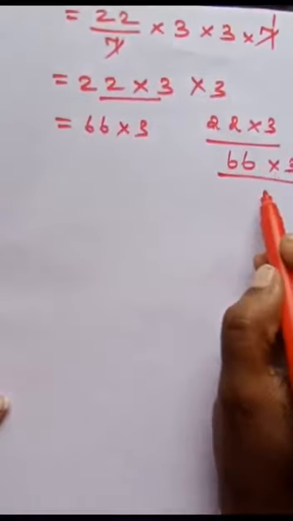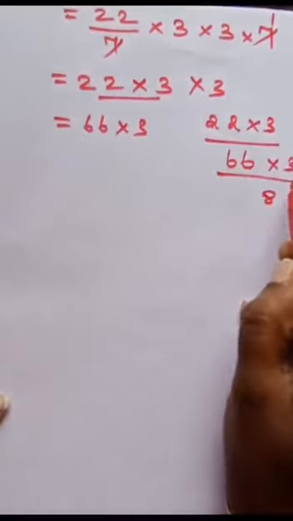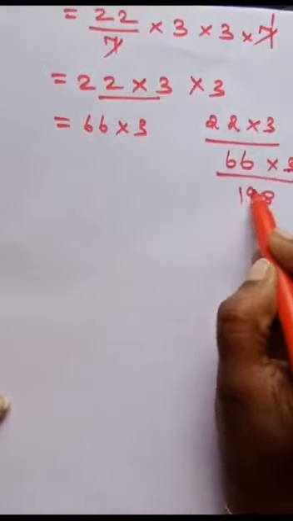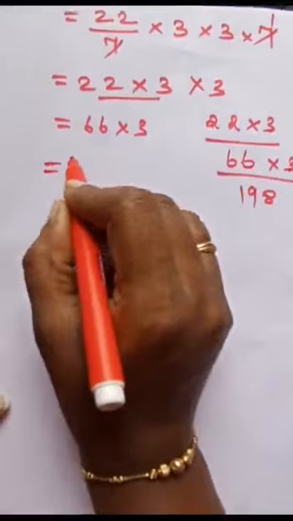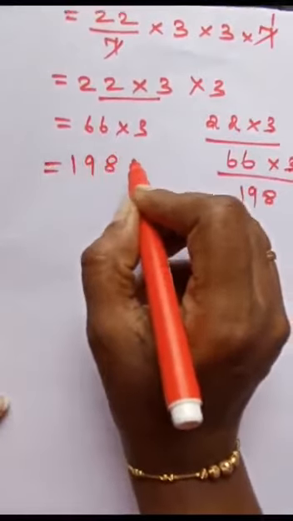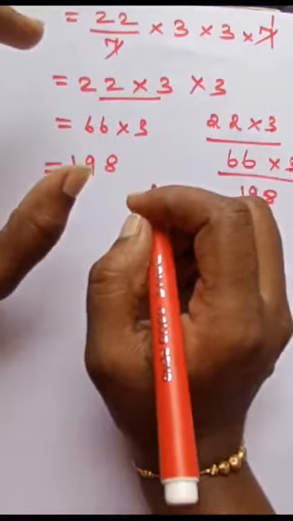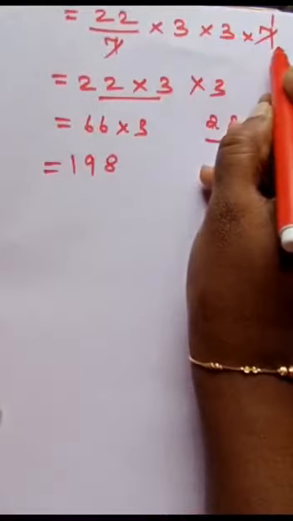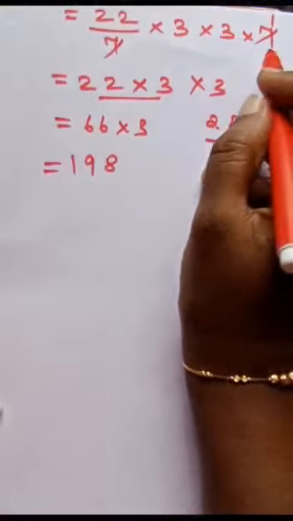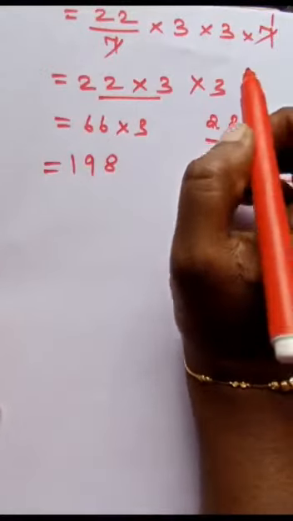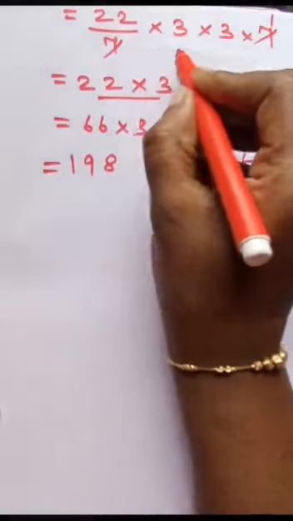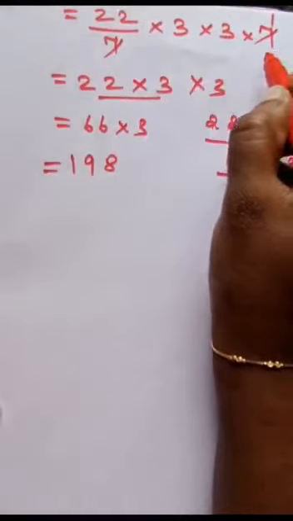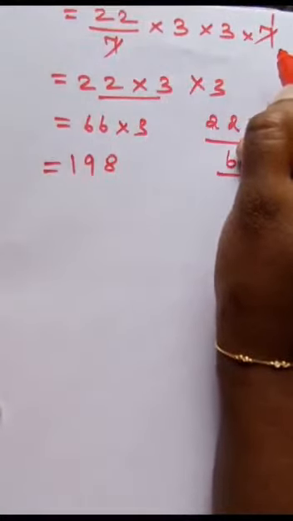3 6s are 18, balance 1, and again 3 6s are 18. 18 plus 1 is how much? 19. So what's the final answer? 198. And here the cylinder is given, right? For radius, meter square. Again for height, the value is also mentioned, and the unit is also mentioned in meter. So meter into meter is meter square, and again the square is multiplied with one more meter, the height unit.